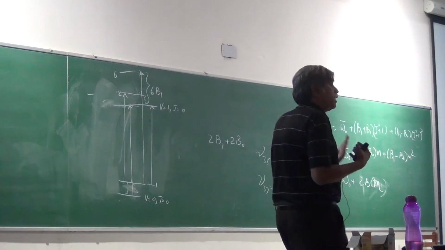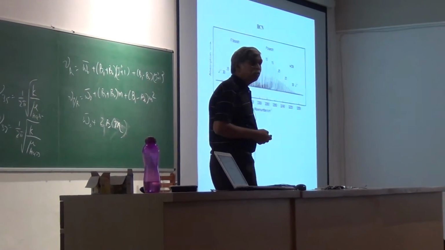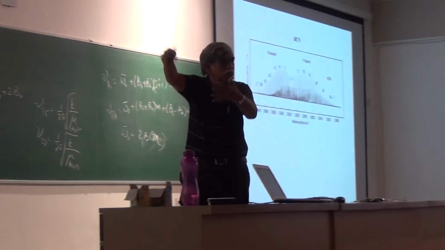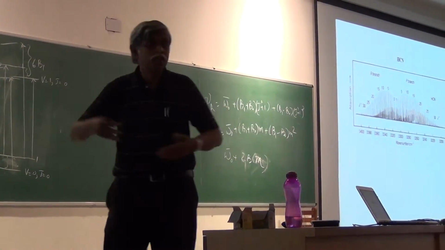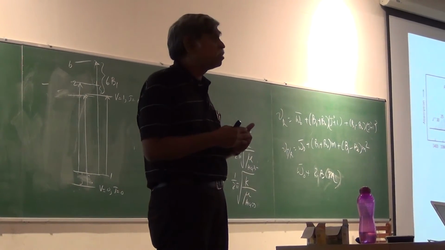I also showed you here aluminum hydride, it's a diatomic. Something very similar happens, but in addition to that, it will have an impurity band. There are a lot of lines which belong to the impurity system. It doesn't even belong to the aluminum hydride. So you can see the sort of difficulties that one could face in the analysis of such spectra.